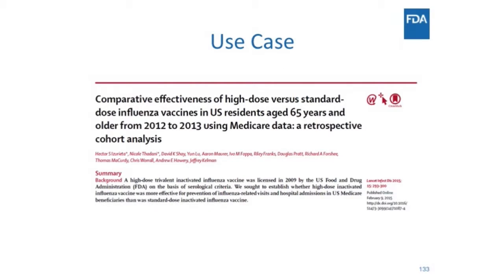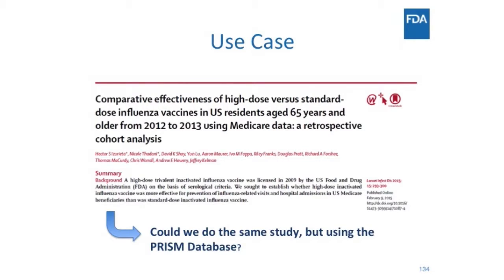So for our use case, we based our thinking around a study that's already been published. This was a paper by Dr. Hector Izurieta looking at the comparative effectiveness of high-dose versus standard-dose influenza vaccines in U.S. residents aged 65 years and older using Medicare data. It's an administrative database, Medicare data, but it was a question around vaccine effectiveness that we thought we could apply to thinking about Sentinel as well.